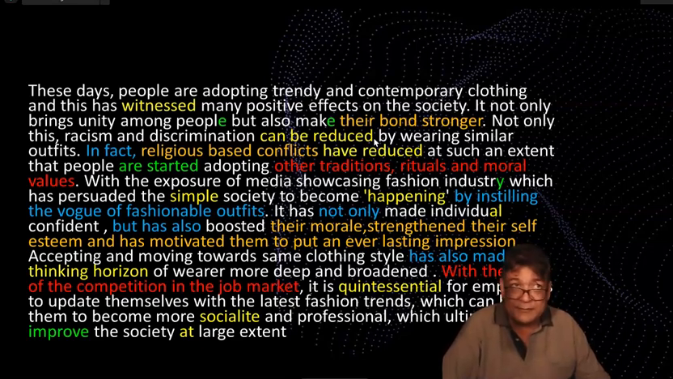In fact, religious-based conflict. Now, okay, no, we're not going to hang out and talk about racism. We're going to go into religious-based conflicts. That's a whole different thing. Have reduced. Once again, reduced. Same verb in consecutive sentences is never a good idea. Reduced to such an extent that people are started, hope I don't have to explain that one, are starting to adopt, not started adopting, have started adopting, or are starting to adopt other traditions, rituals, and moral values.